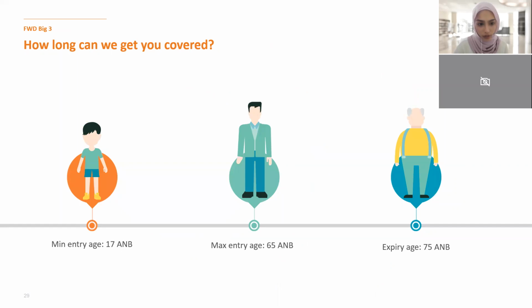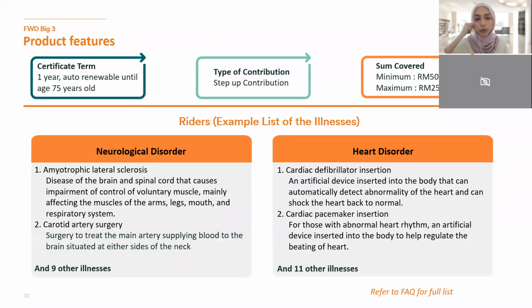Okay, so how long can we get you covered? The minimum entry age is 17 years old age next birthday. The maximum entry age is 65 years old age next birthday. And the expiry age for the certificate is 75 years old. So this is a single plan, which means you can only cover for one person, but we cover up until 75 years old. Okay, so the certificate term is 1 year, but it's auto-renewable up until you're 75 years old. The type of contribution is a step-up contribution, which means as you grow older, the contributions may increase. So the minimum sum covered is 50,000, and like mentioned, the maximum sum covered is 250,000.